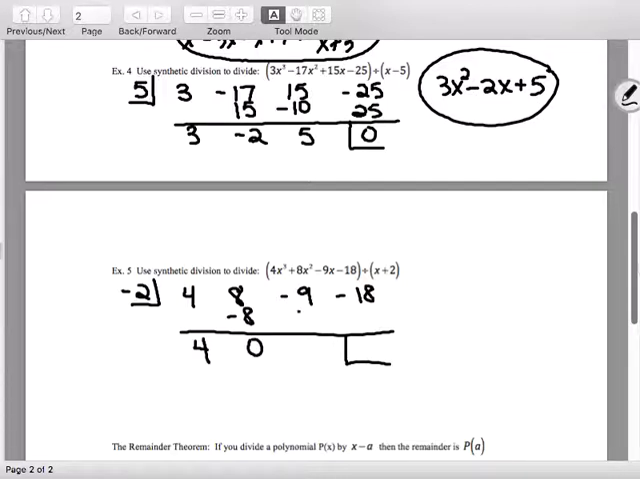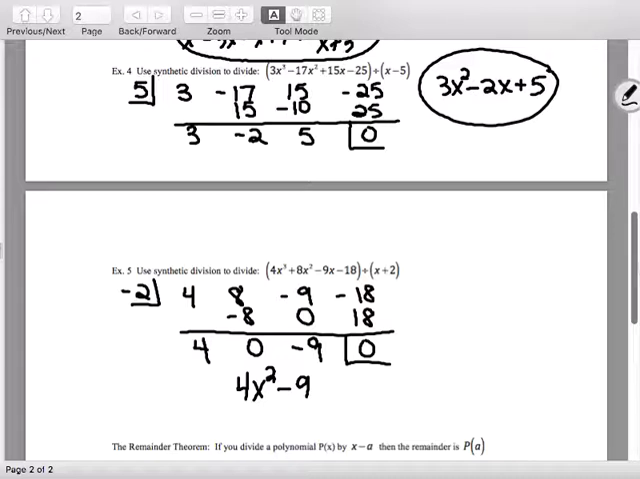Negative 2 times 0 is 0, okay? Anything times 0 is 0. Add the column, that's negative 9. Negative 2 times negative 9 is positive 18. So this is weird. It's 4x squared. Now we're not going to leave 0x in our answer because 0x disappears. So that's 4x squared minus 9.